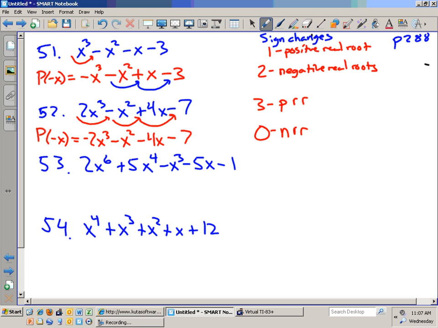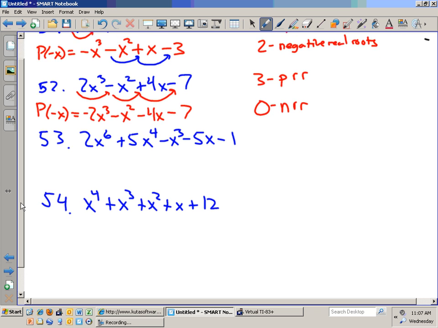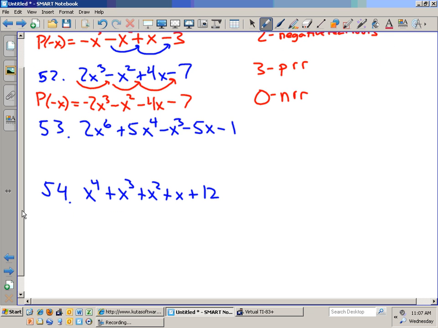We have 3 positive and 0 negative. There we are. Let's try one that's slightly different. 2x to the 6th, 5x to the 4th, minus x to the third, minus 5x, minus 1. How many sign changes are there here? 1. You go from a positive to a negative. That is the only sign change that we have. So 1 possible positive real root.